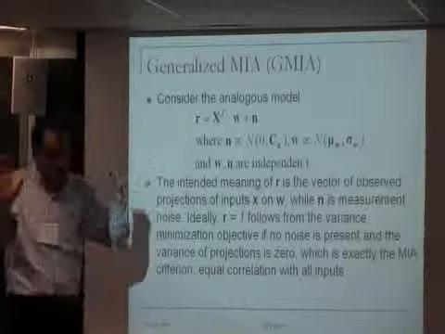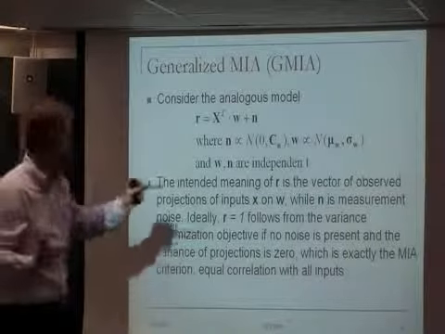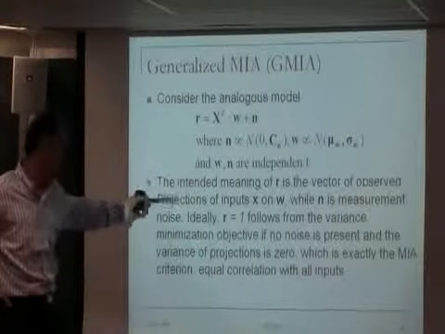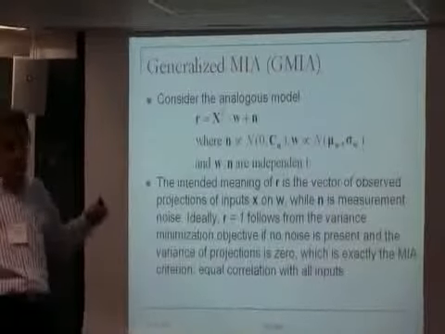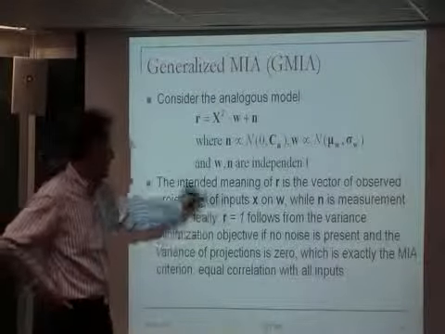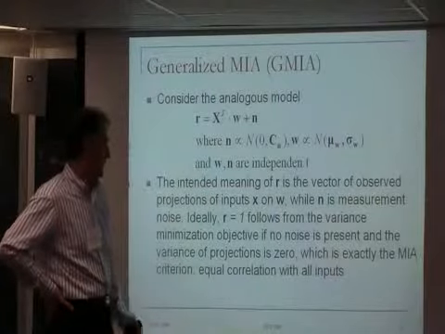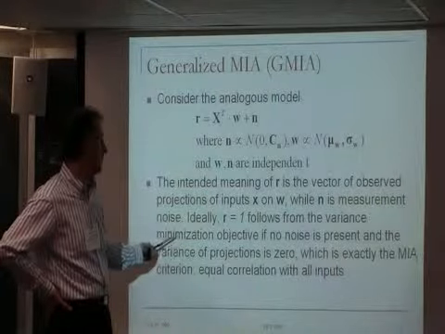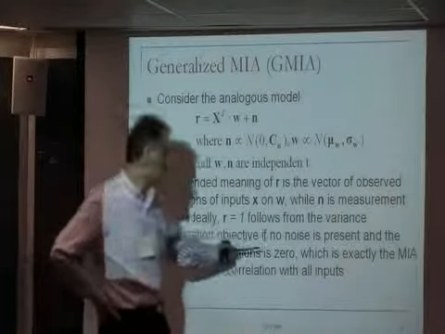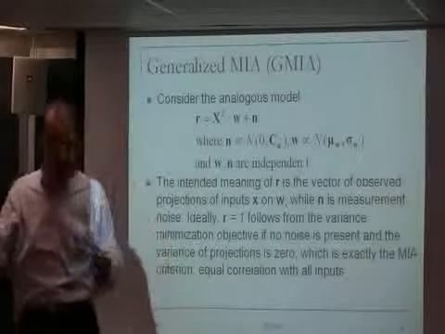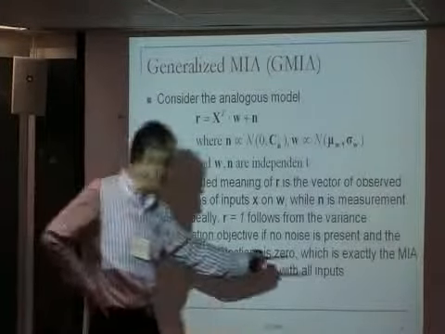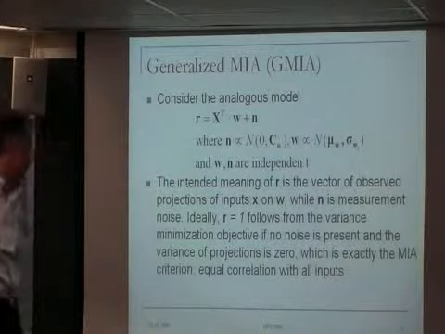Okay, now, we have an intended meaning for R here, right? Our observed data, and that is a vector of observed projections of inputs X on W, right? While N is 1, right? So ideally R is 1, and these correlations, right? That would be consistent with the criterion that we have in mind for MIA. That is a variance of projection to 0, which is exactly the MIA criterion.